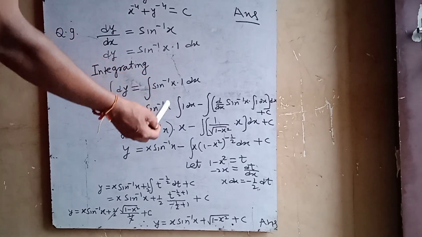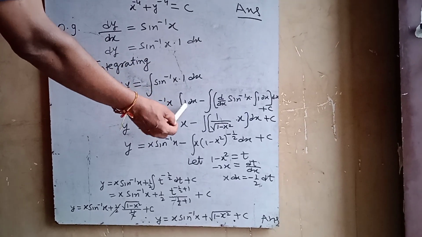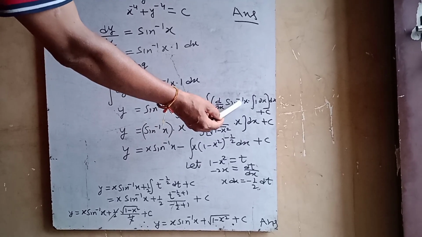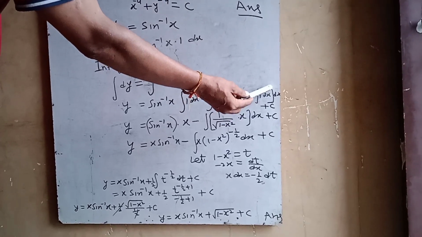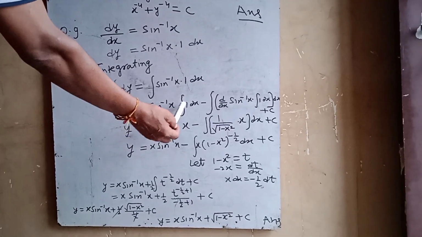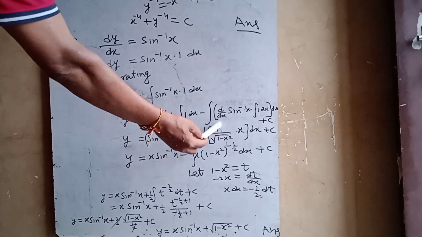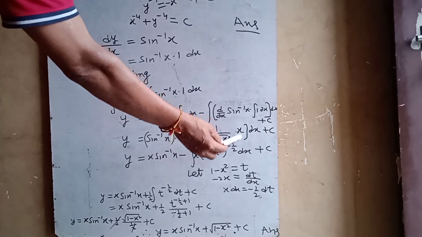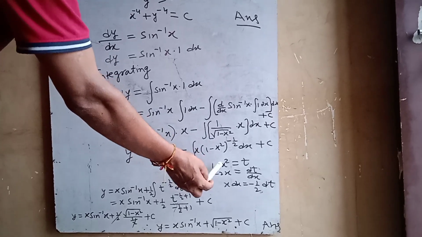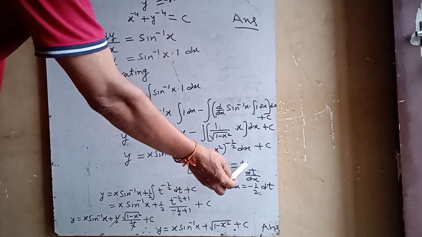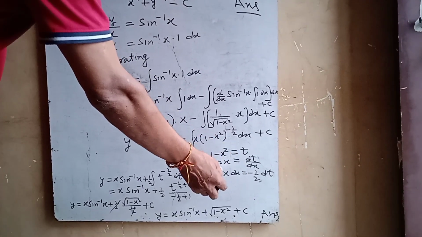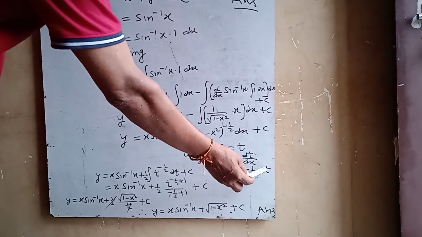Apply the formula: first function into integration of second, minus integration of d by dx of first into integration of second, of whole integration. So y equals sine inverse x into x minus integration of 1 upon under root 1 minus x square into x. This can be written as, now we suppose 1 minus x square equals t, and on differentiating it with respect to x, we have x dx equals minus half dt.